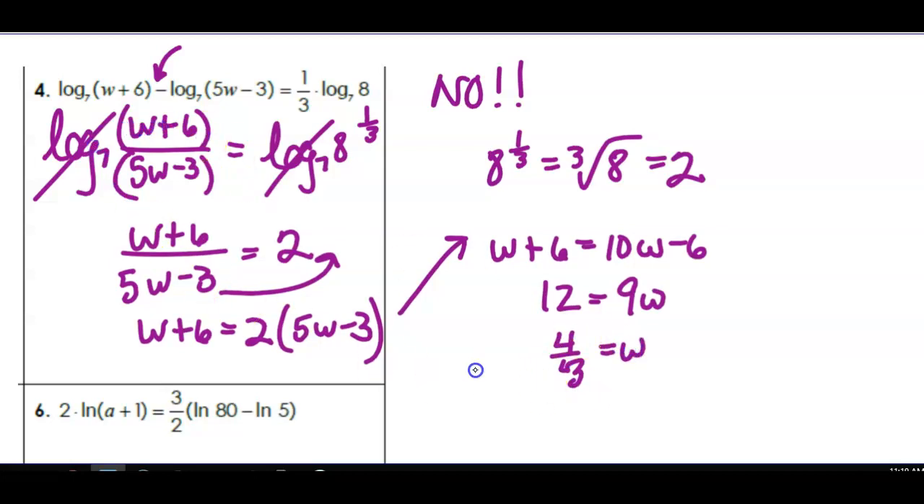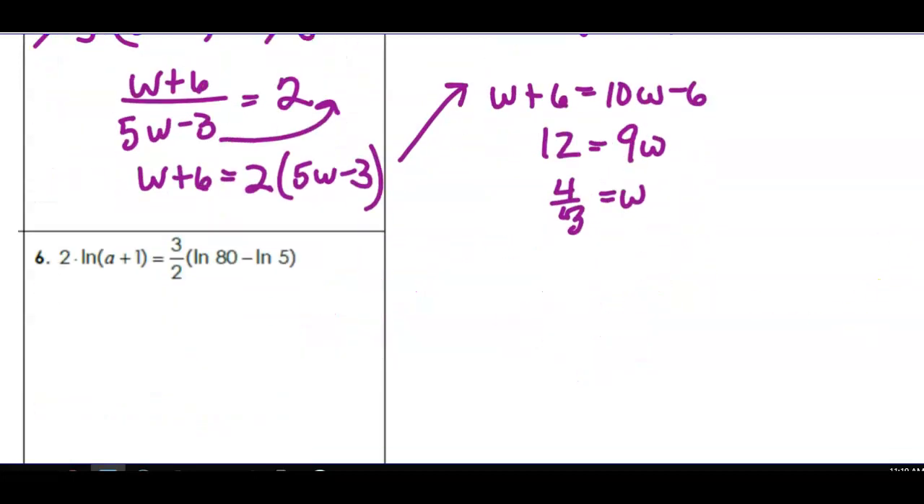Yikes, that's not a pretty answer, but I'm going to try typing it back in. It should work. So if I do 4/3 plus 6, and then divide it by quantity 5 times 4/3 minus 3. That's all 2, so I'd have the log base 7 of 2 equals 2. So yeah, I kind of skipped. I didn't put it back in the first step, but it did check. So I didn't make a silly mistake.